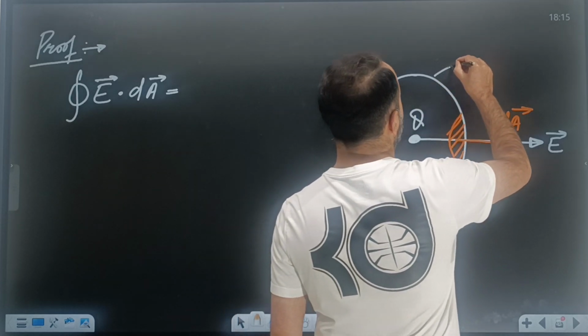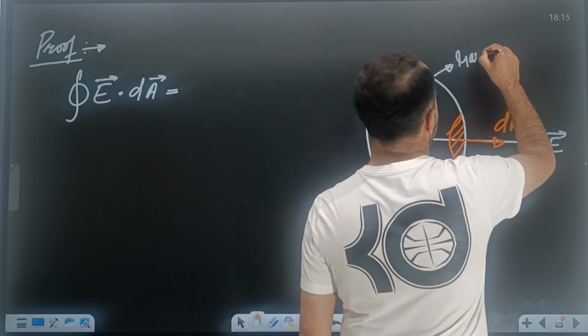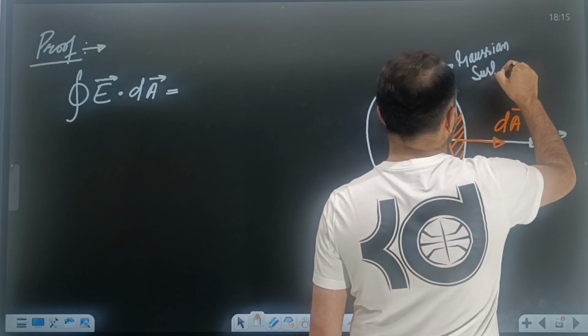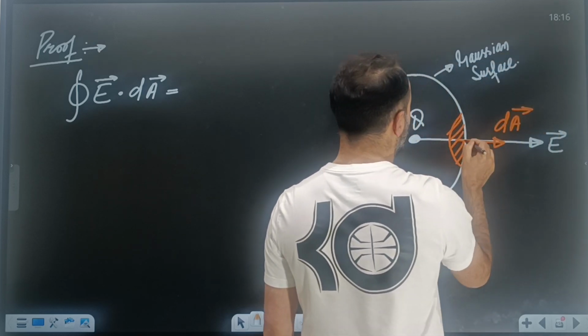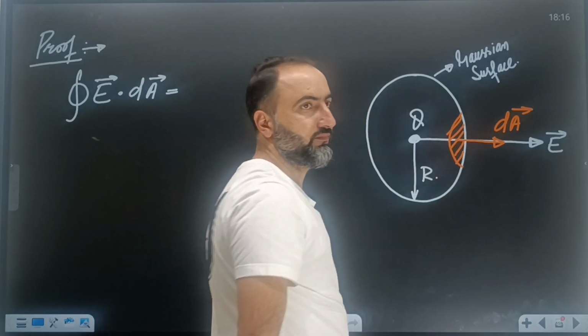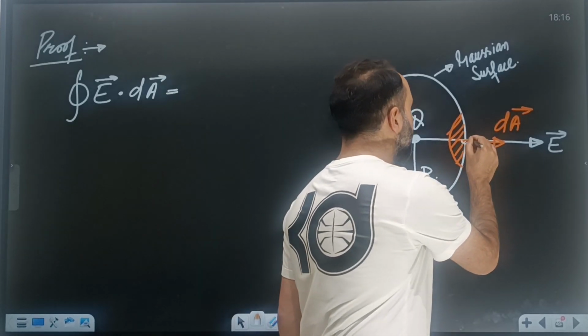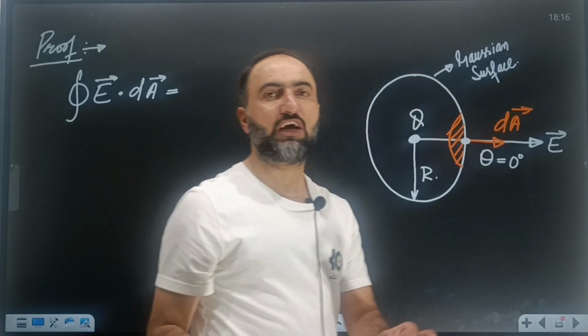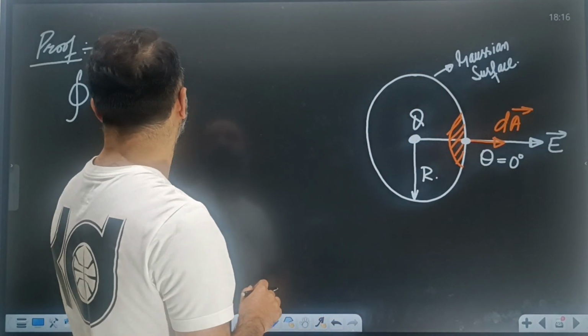ठीक, imagine a sphere which is around it. This sphere is called a Gaussian surface, whose radius is equal to r. All right, what we'll do is that we'll try to calculate what is the flux for this surface. Once we are done with the flux, then from there we can prove the Gauss's law.